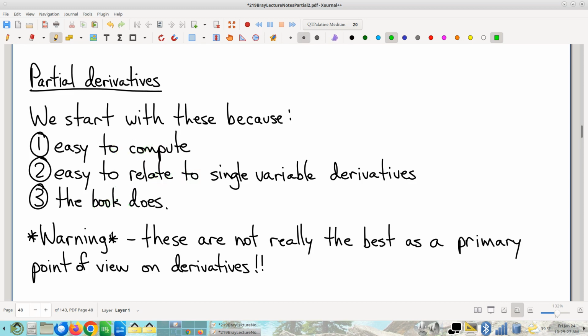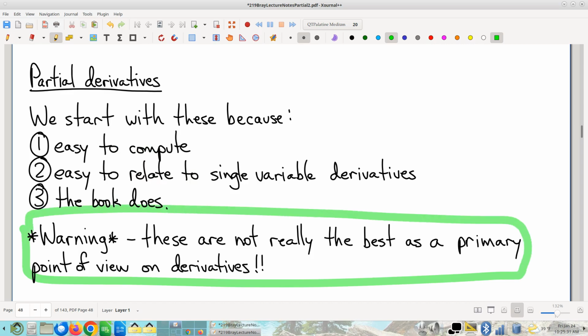So be it. But let the record show that doesn't mean I think this is the right way to do it. There are some pretty significant disadvantages to starting with partial derivatives. And this is what I think is really the biggest one. I feel like we should start with the thing that's the most important, not the thing that's the easiest. The thing that's the most important. And I don't think partial derivatives are it.